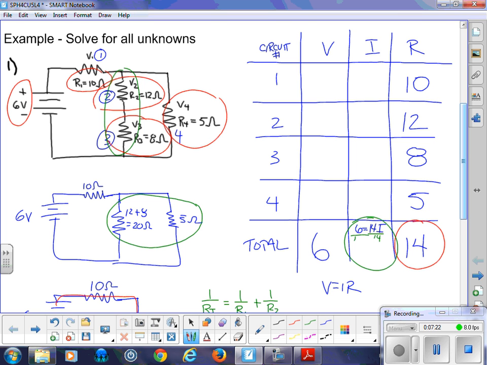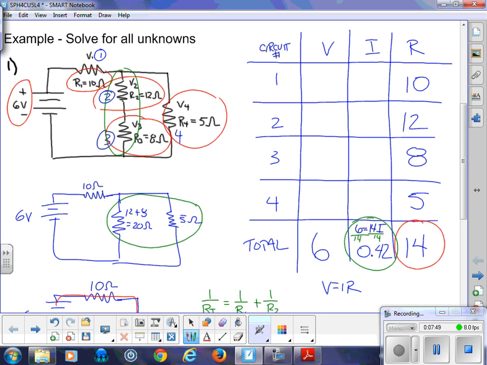So what this is going to tell me is the current for this whole circuit. So 6 divided by 14 is 0.42. So that's the current through the circuit. Okay? So the total voltage is 6. Total resistance is 14. Using V equals IR, 0.42 is my current. Okay, now we start doing some talk.